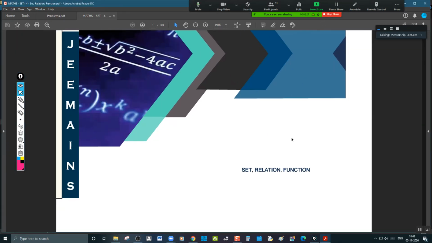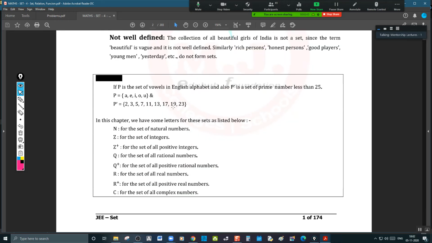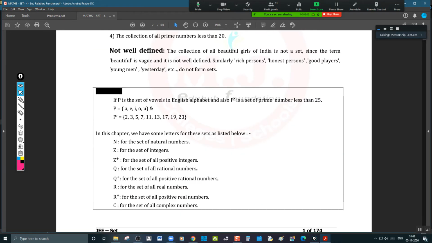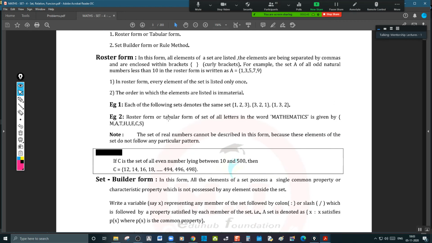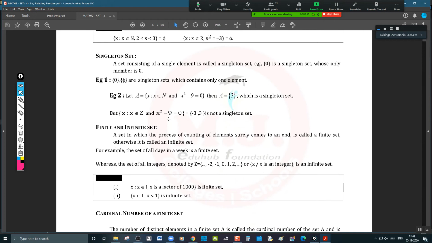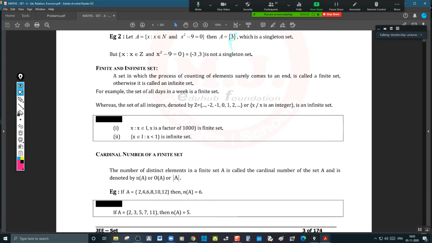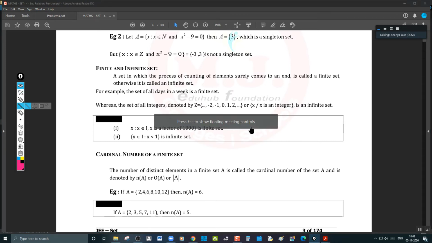Let us check it out. Whatever the study material you have, this is a copy I have with you. Whatever the copy with you, I have the same with me also. Set, well defined, not well defined, and the notations for different sets of numbers. Roster form, set builder form, I have explained you this. And of course, the examples are given, finite and infinite set we have discussed, and the cardinal number. Every one of you, do you see the screen or not? Yes, sir.